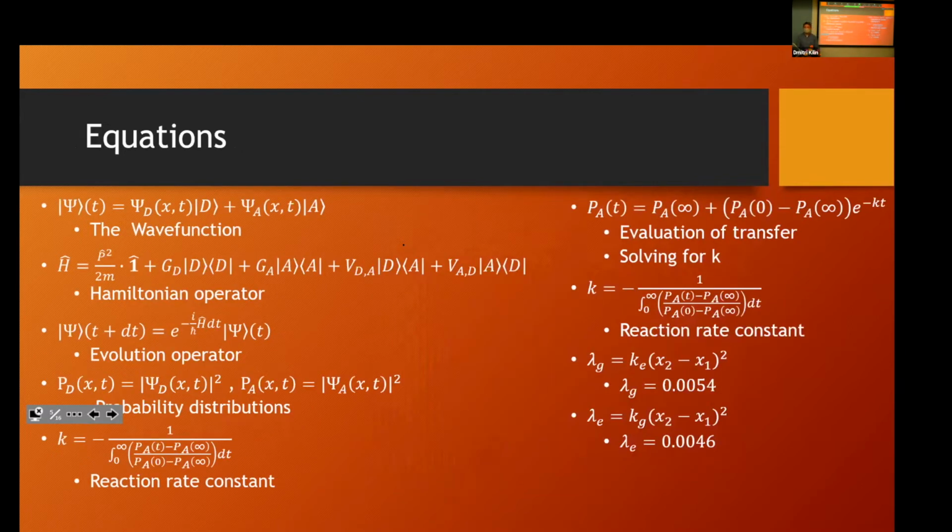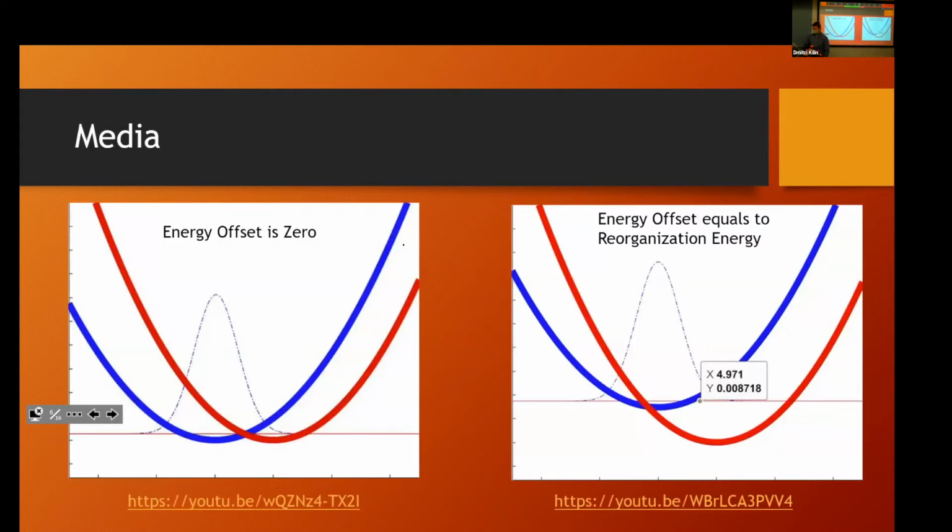These are some of the equations I used in my wave pattern analysis. I have my wave function, the Hamiltonian operator, the evolution operator, probability distributions, the evaluation of transfer, and if we solve for K, we can get the reaction rate constant. And then my lambda G and lambda E are shown on screen. So these are the two plots that I think show the most of the ones that I've seen.